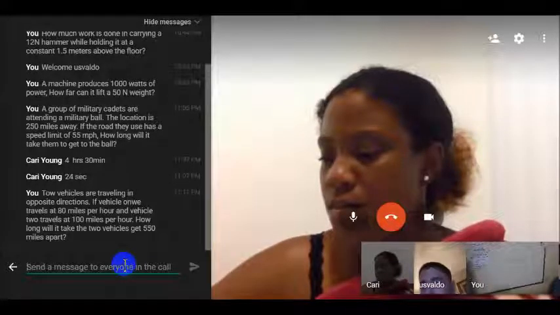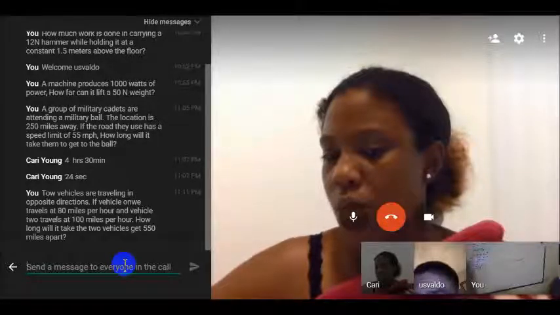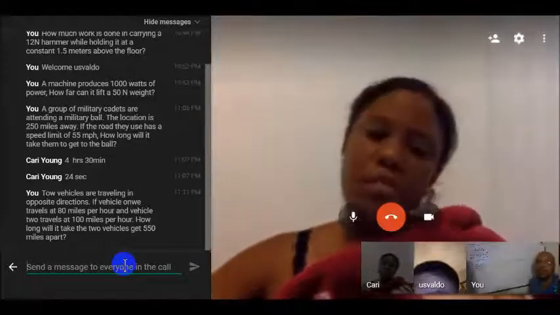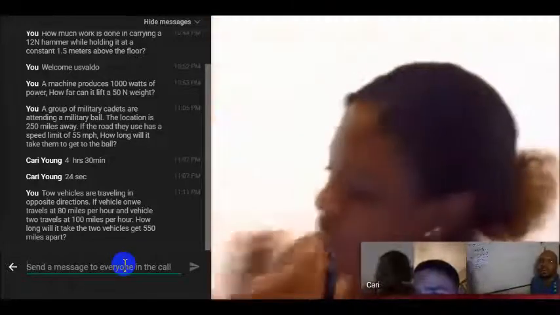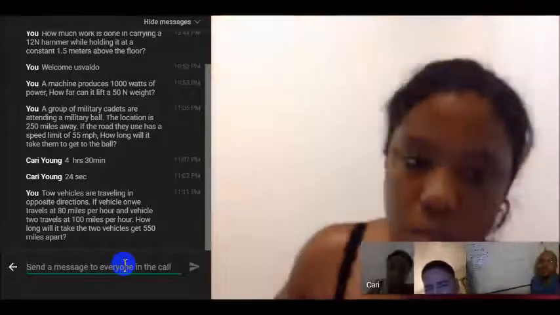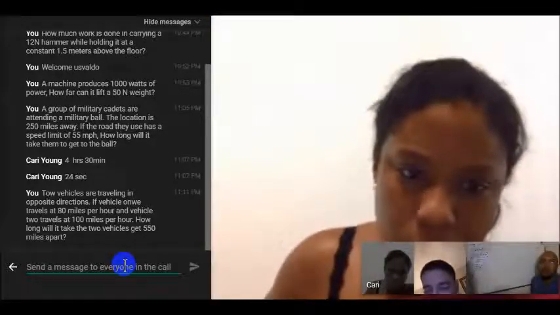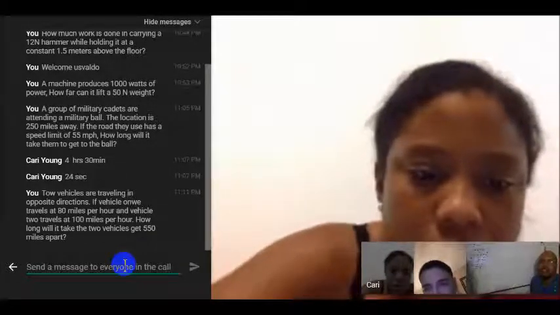Okay. I meant 2 vehicles, not tow. 2 vehicles are traveling in opposite directions. If vehicle 1 travels at 80 miles per hour and vehicle 2 travels at 100 miles per hour, how long will it take the 2 vehicles to get 550 miles apart? Okay. So, how will we set this up, guys?